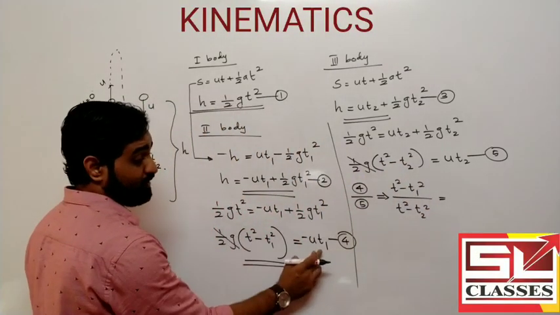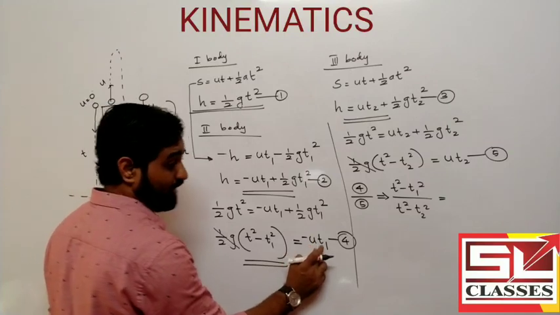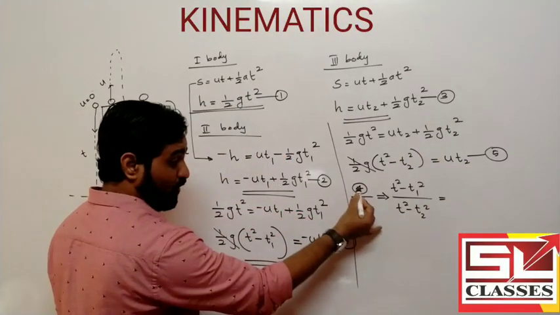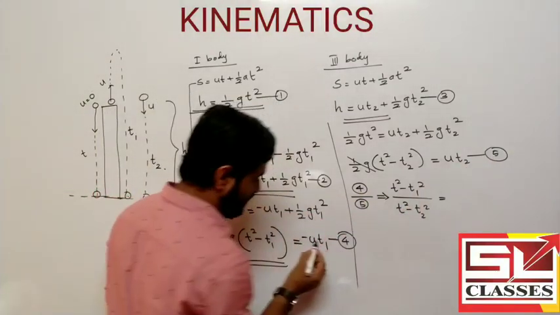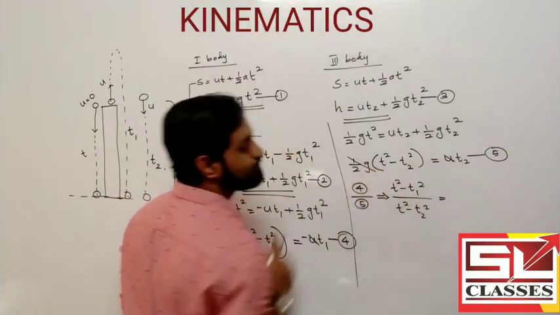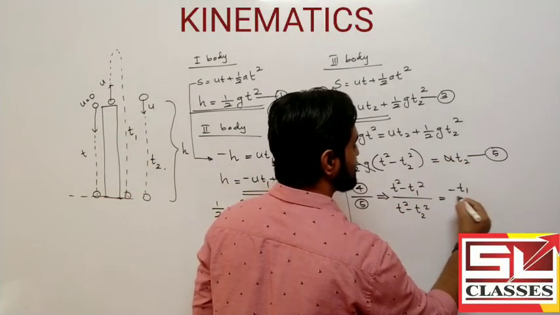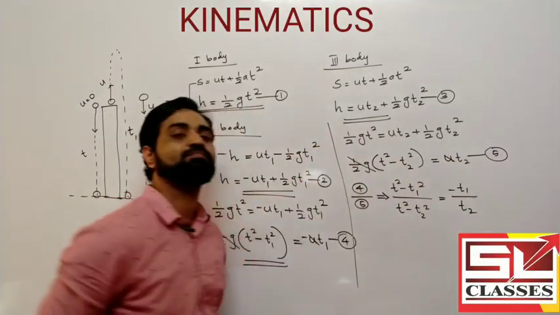t square minus t2 square is equal to. Then the right side of equation 4, that is minus ut1, by the right side of equation 5, that is ut2. When we divide 4 and 5, we can again cancel this u. What remains? Minus t1 by t2.